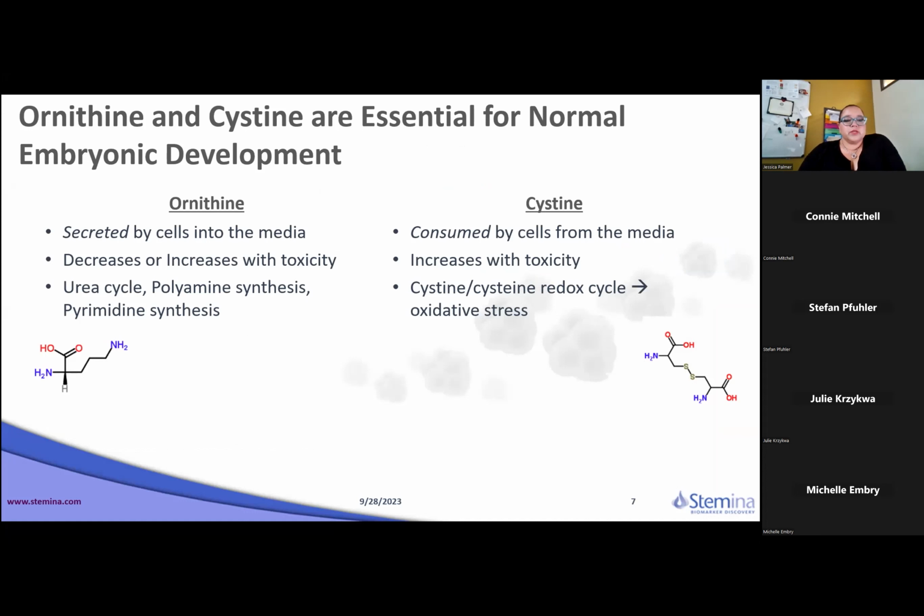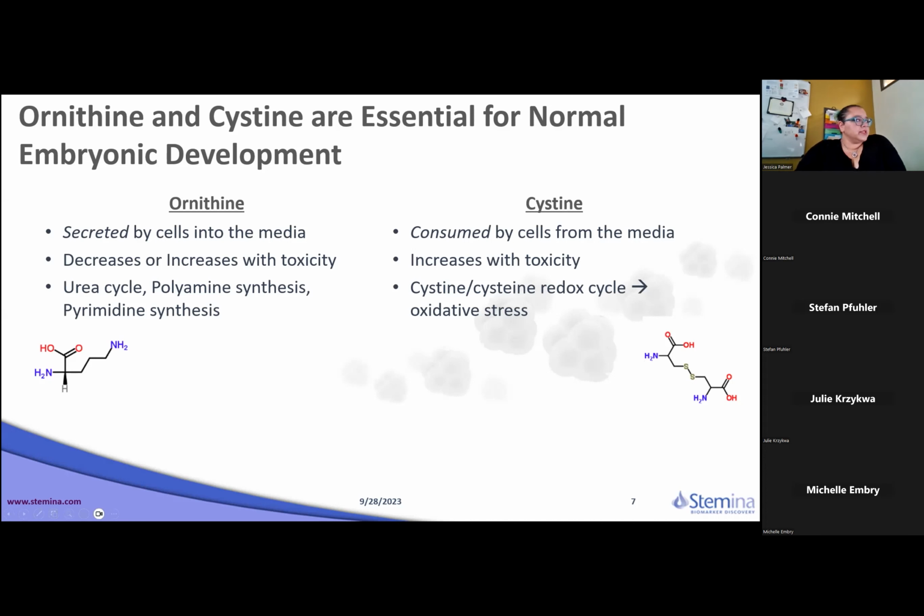Ornithine is secreted by the cells into the media. It most often will decrease with toxicity, but there are certain cases where it can increase. Basically, we've only seen that with compounds in the retinoid family, because they have a very specific mechanism, shown in multiple studies, where they can inhibit the enzyme that breaks ornithine down. Biochemically, ornithine is critical for the urea cycle, polyamine synthesis, and pyrimidine synthesis.